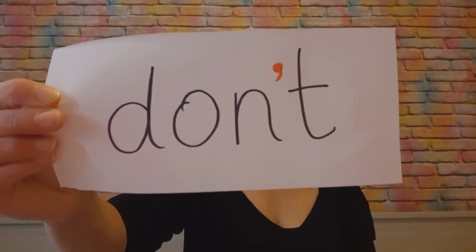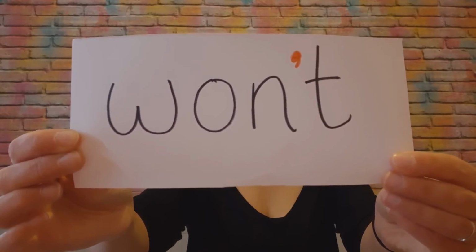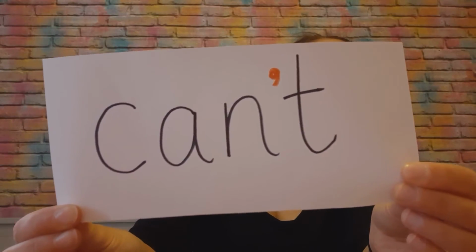So I'm going to show you the four words that we've learned today, and as I show them up to the screen, I want you to read them out, and they're not necessarily going to be in the same order. So read this one. That's it, shout it at me. Read this one. Won't. Read this one. Didn't. Read this one. Can't. Okay, so we've got our four words there.